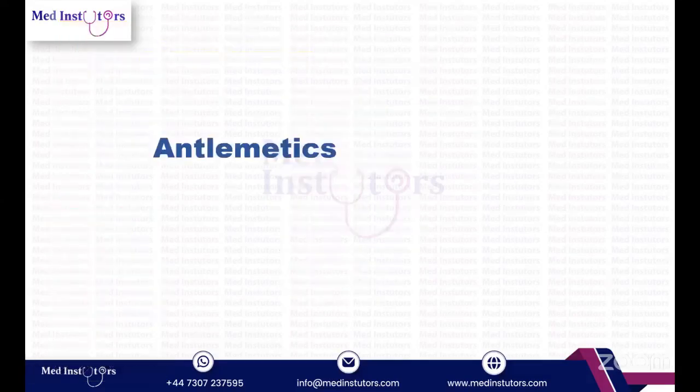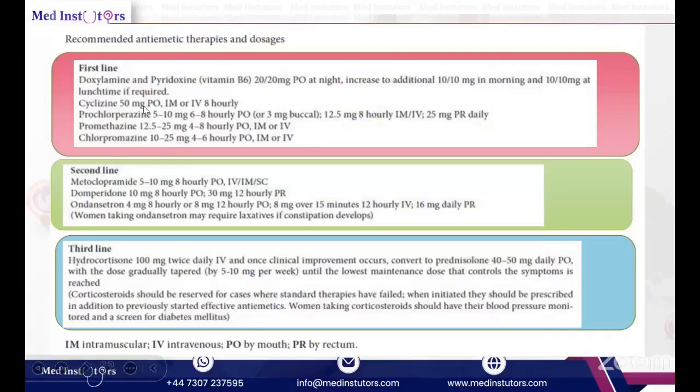So what are the antiemetics? This is the line of antiemetics which you should memorize. In the first line, we have doxylamine and pyridoxine, and here you can see the dose is 20 by 20. What are the preparations available here in Pakistan as well? The dose is 10 by 10, and we can start with the 10 by 10 dose and increase accordingly. Like we can give 10 at night and 10 in the morning. Then comes cyclizine, 50 milligrams.